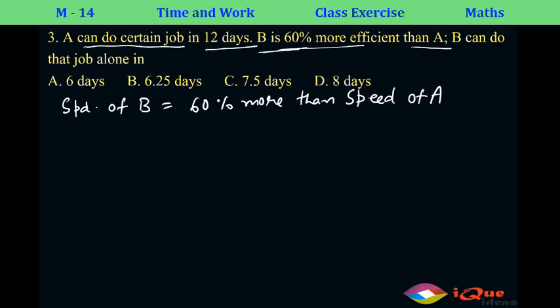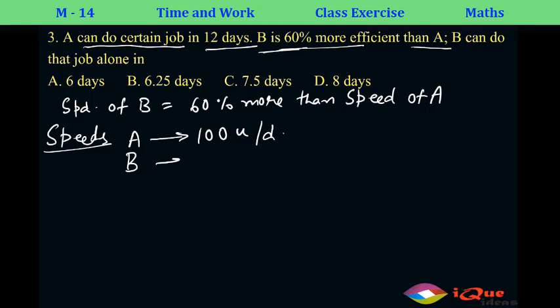Alright. So let's do one thing. Let's assume the speeds. So let's assume the speed of A is 100 units per day. That means the speed of B will be 60% more than 100, will be 160 units per day. So these are the speeds. And A can do the total work in 12 days. That means, and we have to find time of B.